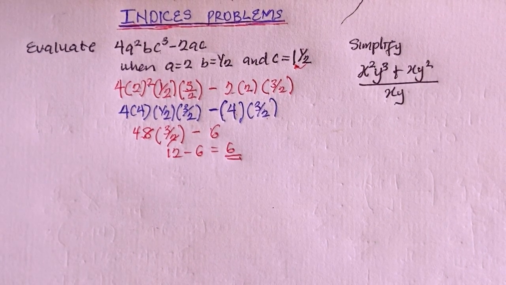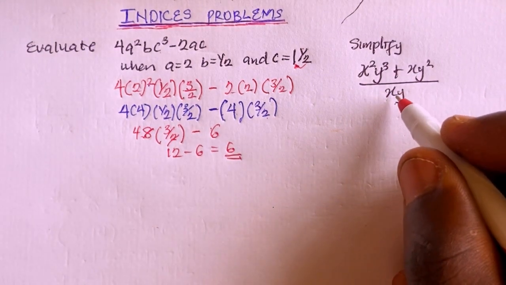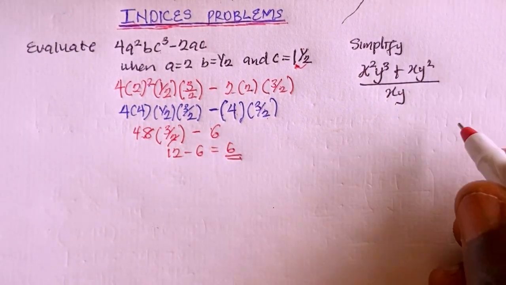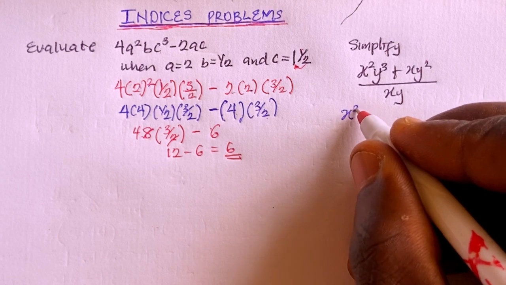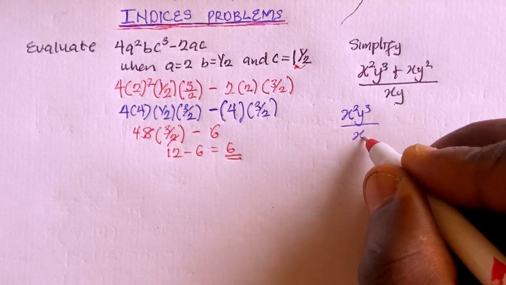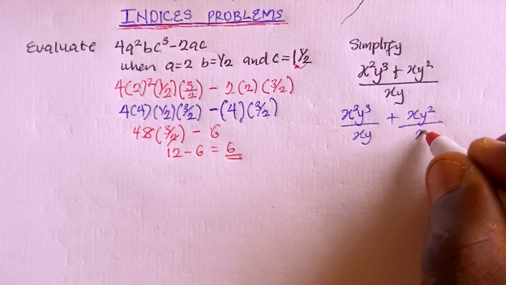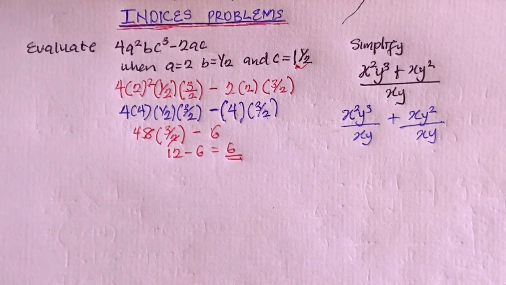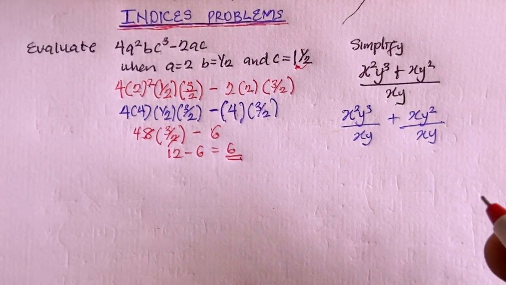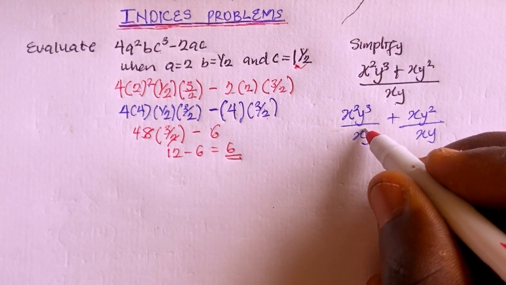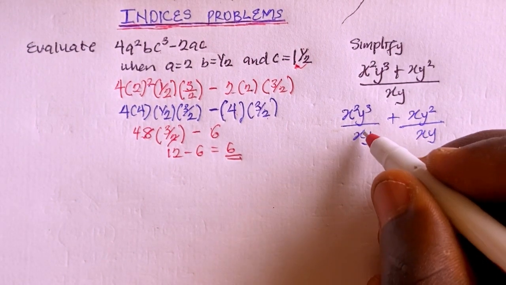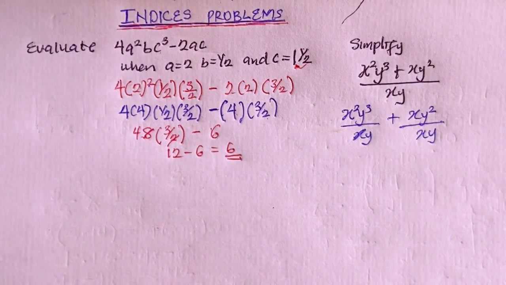So what I'm going to do here is that since I'm having a single denominator here, I'll go ahead and separate, so that I will have it as x squared y cubed divided by what? xy. Then plus xy squared divided by what? xy. So after separating, this will cancel one of these. Or let me simply do it like this so that you guys will understand it very well.